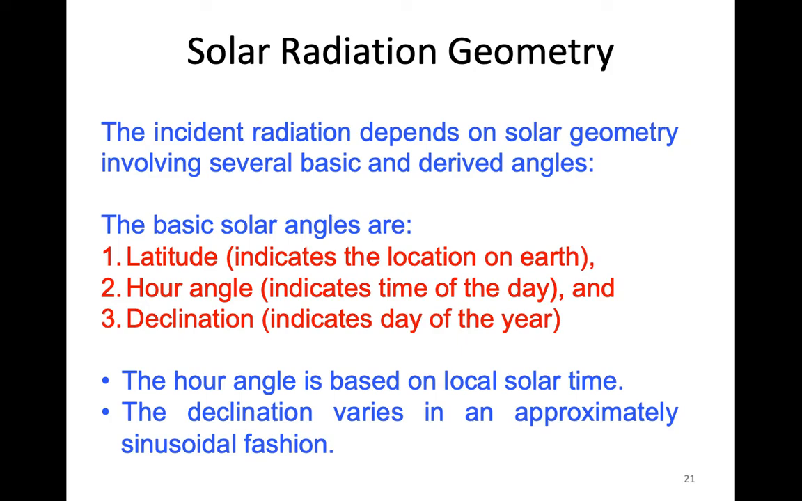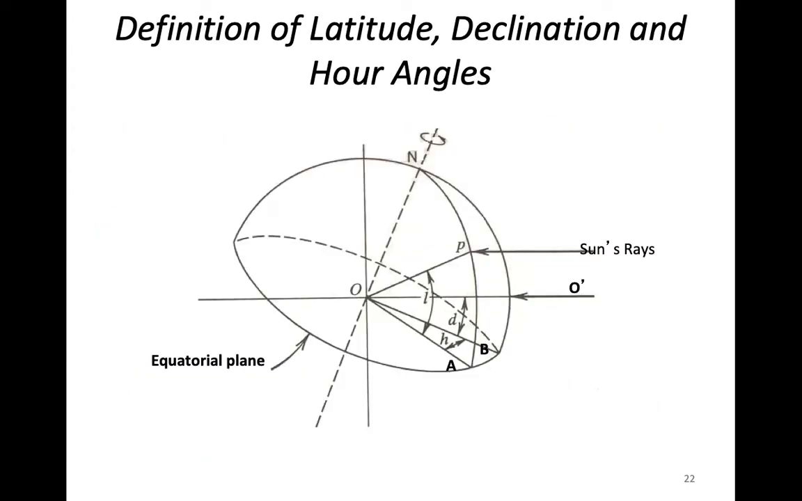Now, this is the very important and interesting part if you have to perform numericals of solar radiation. So, you have to understand what you mean by solar radiation geometry. The incident radiation depends on solar geometry involving several basic and derived angles. The three basic angles are latitude, hour angle, and declination angle. Latitude indicates location on the earth, hour angle indicates time of the day, and declination indicates day of the year. The hour angle is based on local solar time. The declination varies in an approximately sinusoidal fashion.